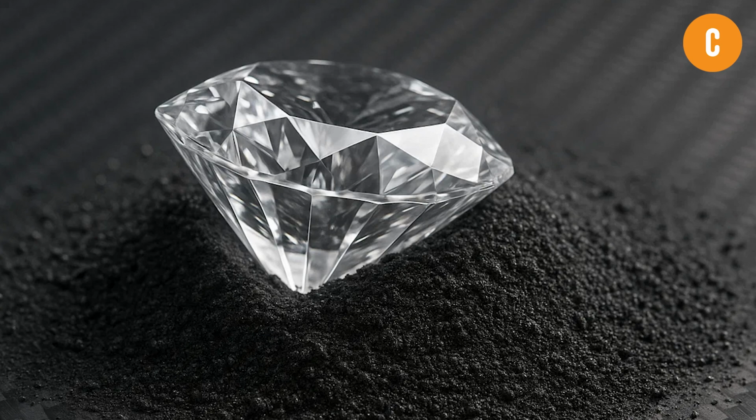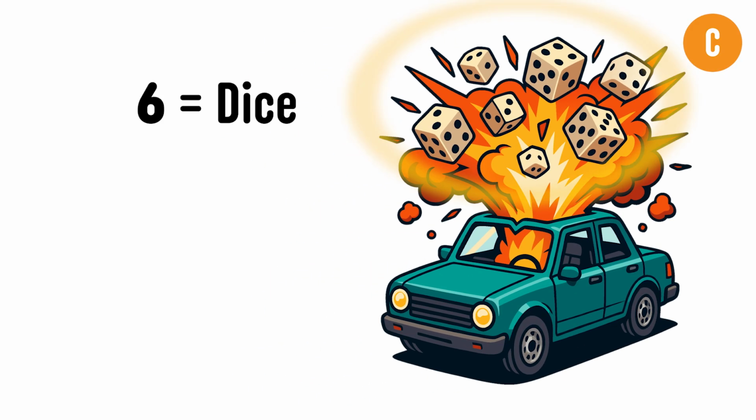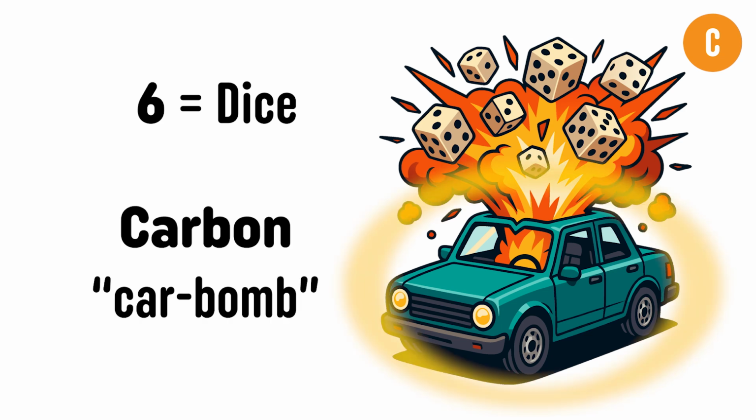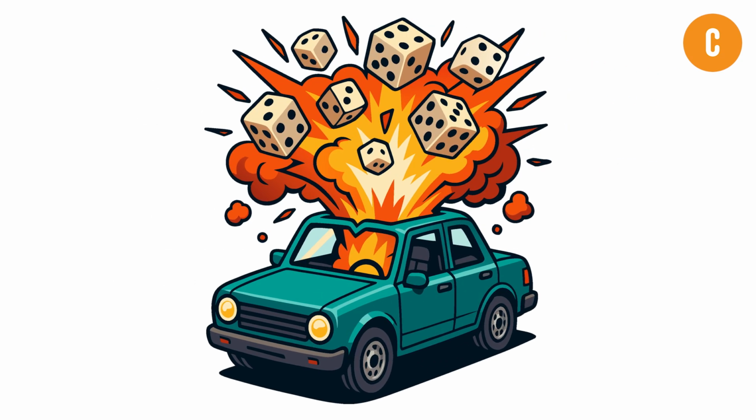Carbon is the 6th element of the periodic table. This image represents carbon. The number 6 is represented by dice, because dice have 6 sides. Next, we have to convert the name carbon into a picture. Carbon sounds similar to car bomb, like a bomb exploding in a car. If we picture a car bomb exploding and dice flying out of the explosion, we will forever remember that carbon is the 6th element. This image will be burned into your mind forever every time you think of carbon.